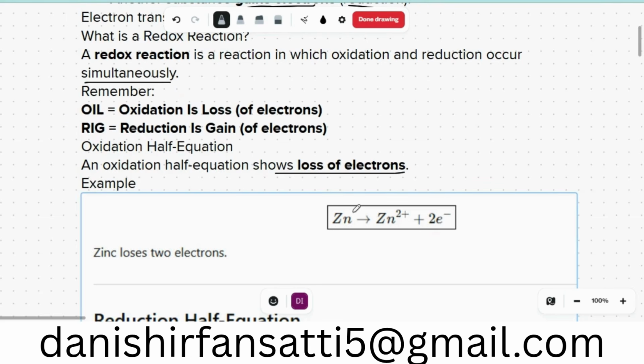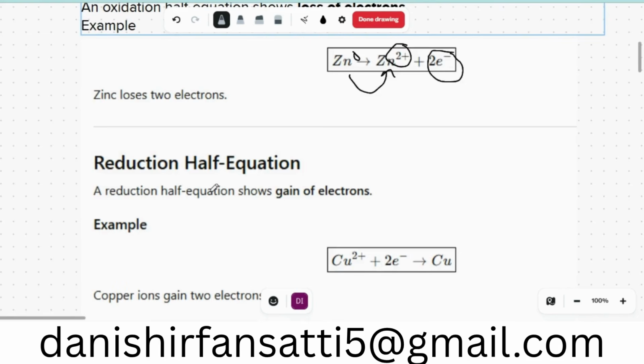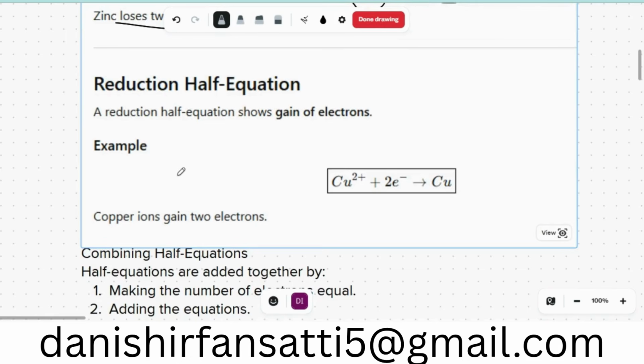For example, here zinc has a zero charge, it doesn't have any electron loss, but in this reaction, what is happening to the zinc? Zinc will lose two electrons and get a positive two charge. You know that a positive two charge comes when any atom loses two electrons. So zinc loses two electrons.